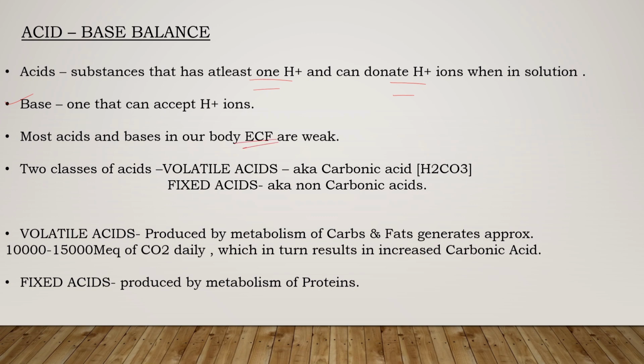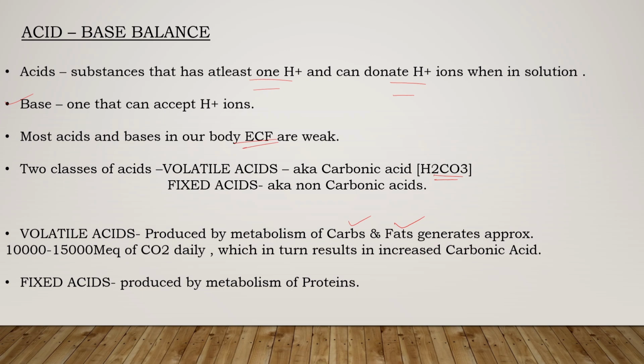Two classes of acids include volatile acids, also known as carbonic acid, H2CO3, and fixed acids, also known as non-carbonic acids. The volatile acids are produced by the metabolism of carbs and fat and are generated in a very vast amount. And the fixed acids are produced by the metabolism of proteins.